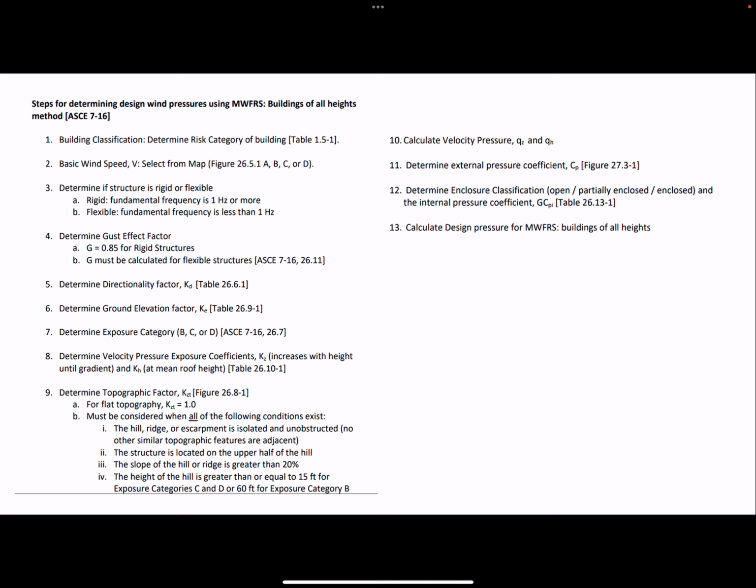This page summarizes all the steps for determining those pressures, and this is also included in your assigned reading handout, the structural loads one. All right, so that's on page 19 of that handout. And again, in this class, we only have to deal with rigid structures and flat topography, so that simplifies some of these steps, right? So for example, in this one, the topographic factor, we just fall into this first category, first option A. You can ignore everything listed under B.